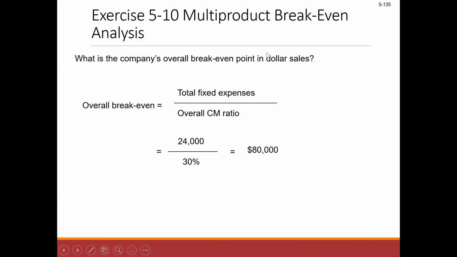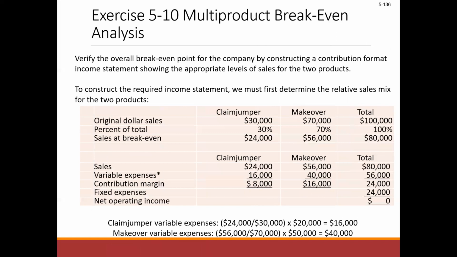What is the overall break-even in sales? Our total fixed expenses divided by the contribution margin ratio gives us 80,000. Verify the overall break-even point for the company by structuring a contribution format income statement showing the appropriate level of sales for the two products. To construct it, we have to determine the relative sales mix. We have to know what percent is claim jumper adding to the pot versus makeover.